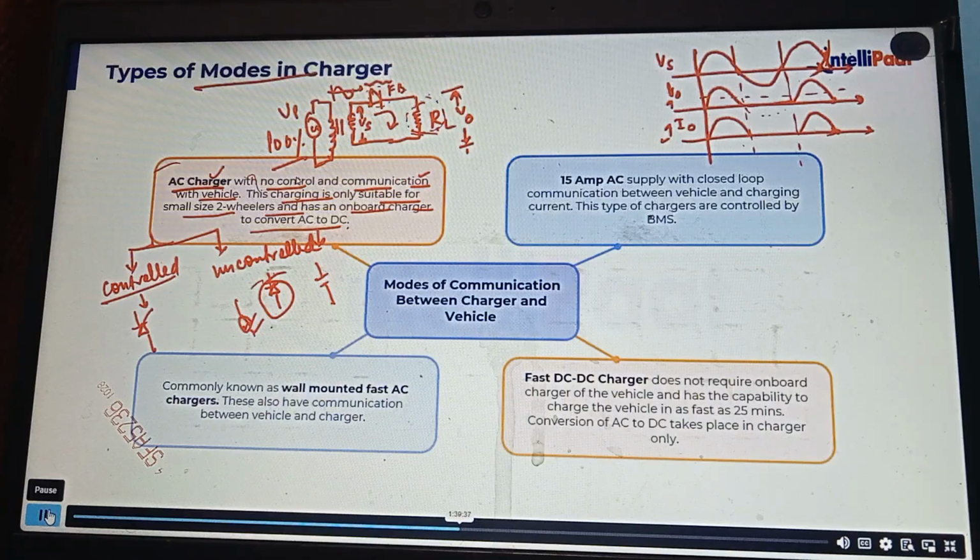And one point was mentioned here. That's why I discussed this particular point, because of AC charger with no control and communication. So if we go with the basic charging system, this is the detailed description I have given for a simple charger. Now, 15 amps AC supply with closed loop communication between vehicle and charging current. This type of charger is controlled by the battery management system. Here, this charging system does not have any kind of battery management system.